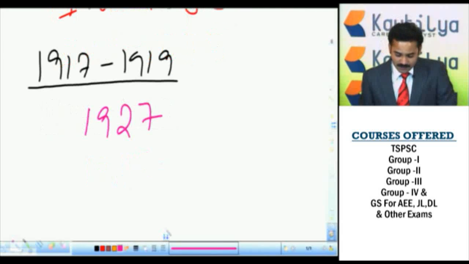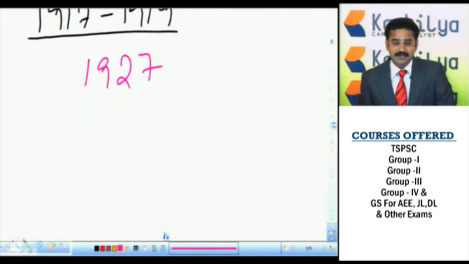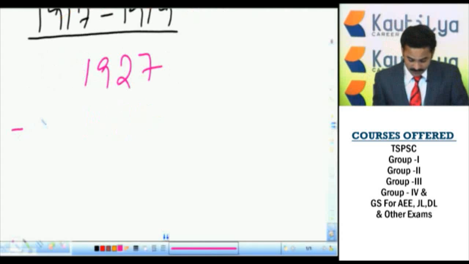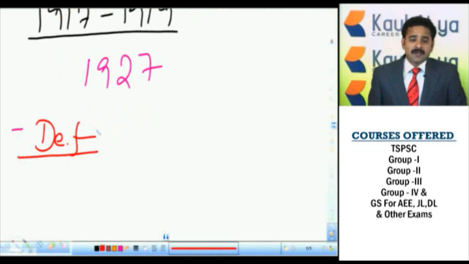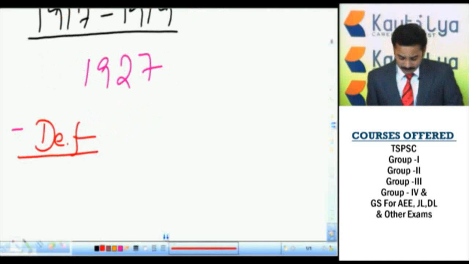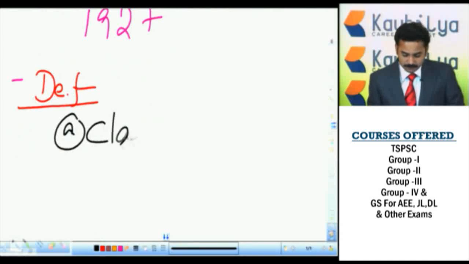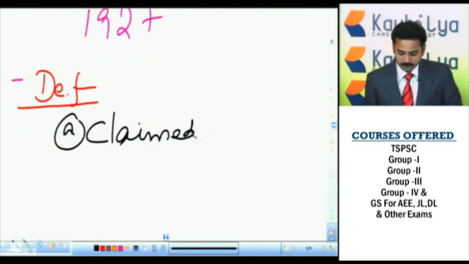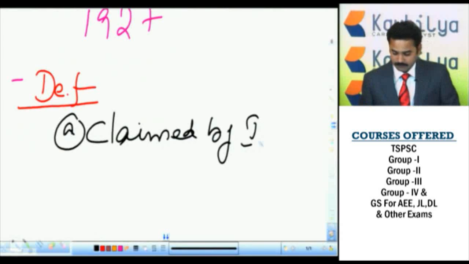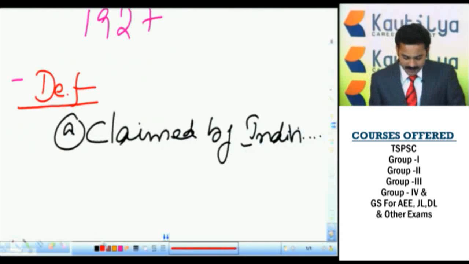Right. Let us try to understand the definition of right. What is meant by right? Why are they called fundamental rights? Definition: a right is something which is claimed by an individual, and second, that should be recognized by the state.